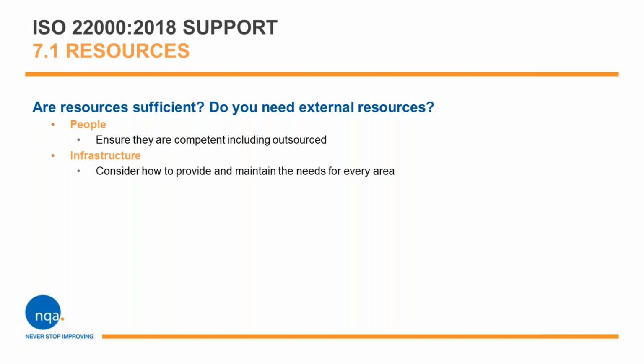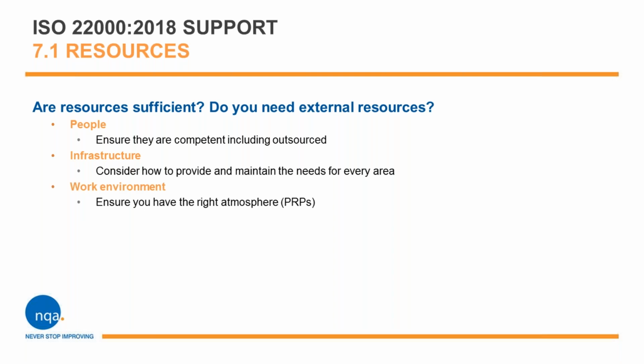Infrastructure. We need to consider how to provide and maintain the needs for every area. This is quite straight to the point. You can demonstrate that you are in compliance with this requirement by, for example, showing the auditor a list of all the equipment that you need to use for the activities, also maintenance planning of the premises and the equipment, or through the maintenance records, resource planning. There are different ways to demonstrate that you are in compliance with this requirement of the standard.